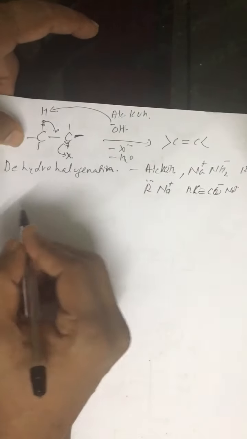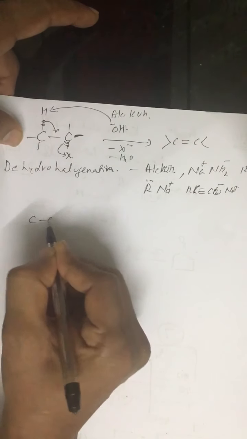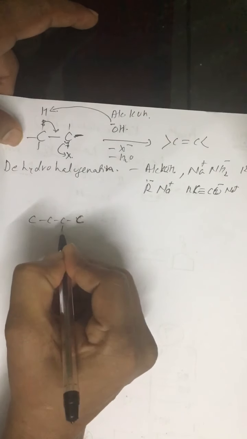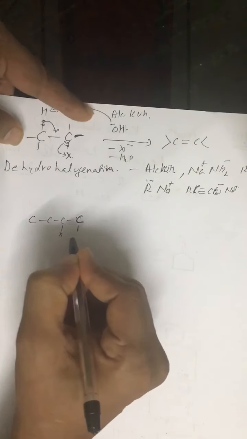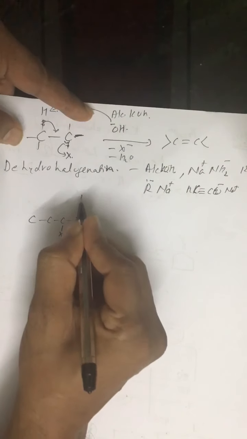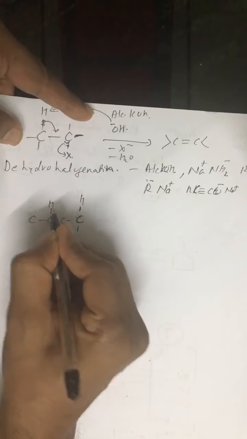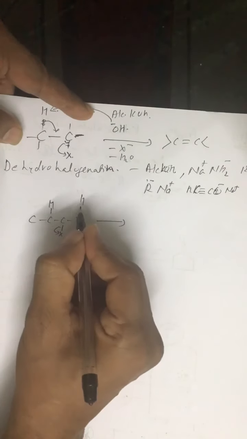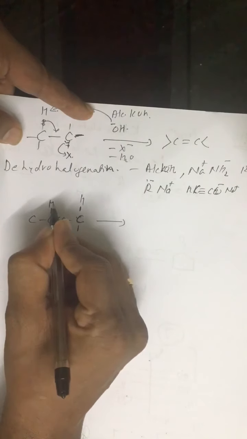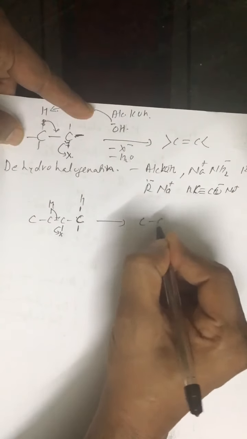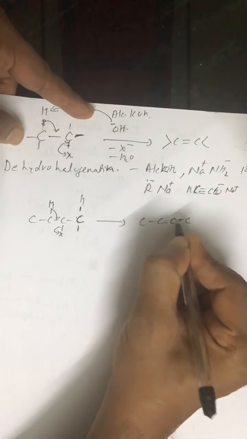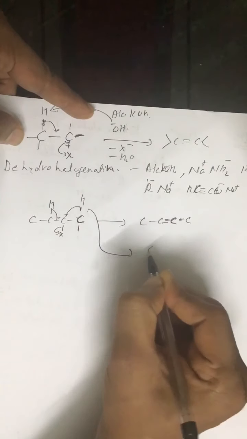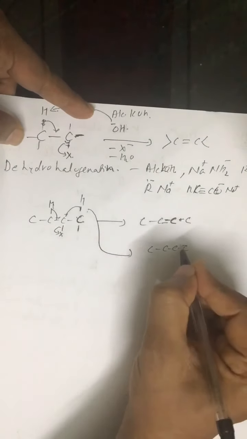For dehydrohalogenation, there are two possibilities. Look at these two cases. This is one possibility, removal of X negative and removal of this hydrogen as H positive. In that case we will be getting 2-butene, and if this other hydrogen is removed, then we will be getting 1-butene.